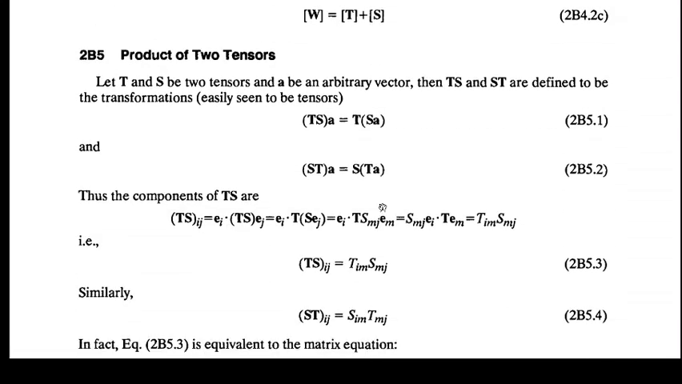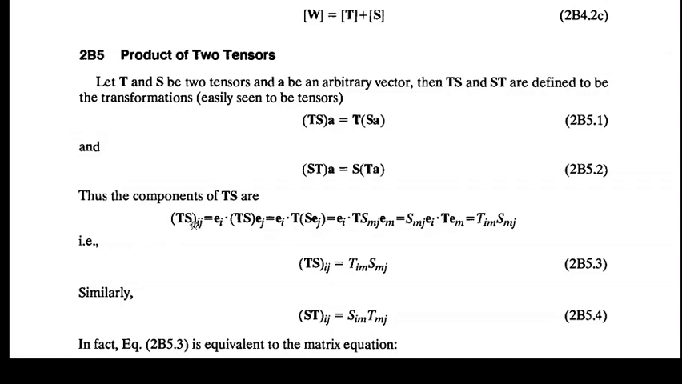Now we will see the product of two tensors. Suppose that you have two tensors S and T and any arbitrary vector A. Then the products TS and ST are defined to be transformations in this way: TS acts on A will give you T of SA, and ST acts on A will give you S of TA. This product is a tensor, so you need to show how this product is a tensor. You need to verify the two properties of linearity.